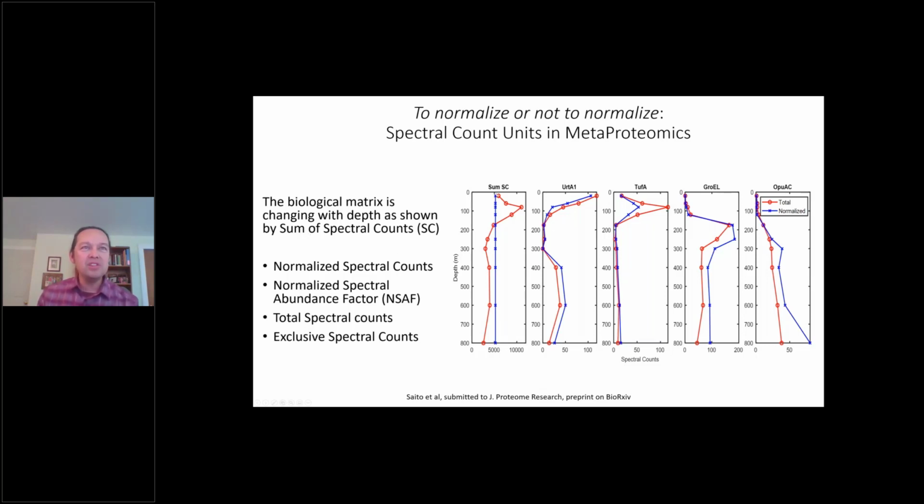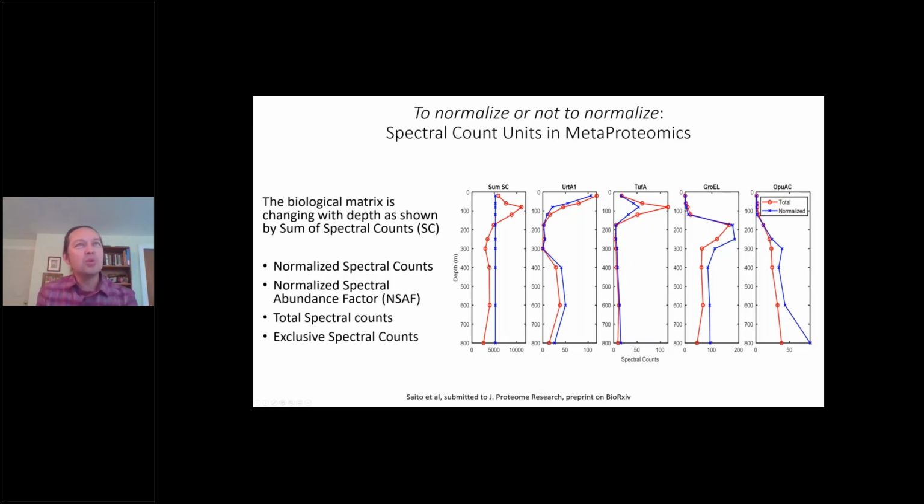And so here's actually the sum of spectral counts as you go down into the water column. And you can see it's really changing quite dynamically. And if we normalized here in blue to roughly 5,000 spectral counts, and then you can see what the profiles of 4 different proteins look like, you can see that the difference between the normalized and the total spectral counts really changes quite a bit depending on where you are in that vertical profile. So one has to be careful about normalizing and question whether or not you want to normalize at all in this context.